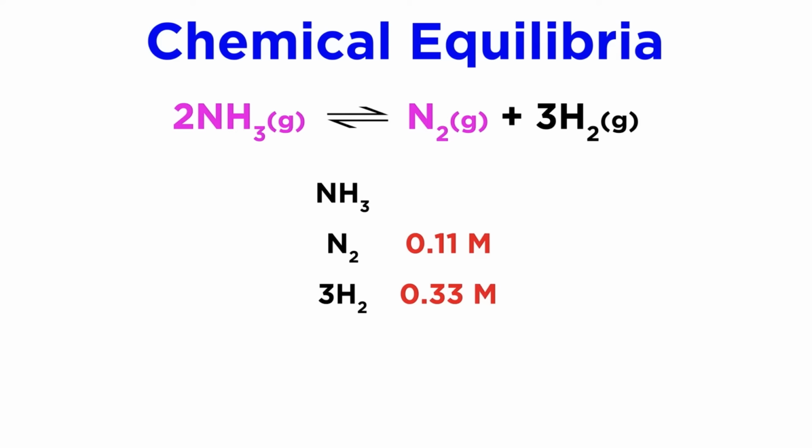Likewise, for every molecule of nitrogen that forms, 2 molecules of ammonia have to decompose, due to this 2-to-1 ratio. So ammonia concentration will change twice as fast as nitrogen concentration changes, and with opposite sign. So in order for nitrogen concentration to increase by 0.11 molar, ammonia concentration must have decreased by 0.22 molar.